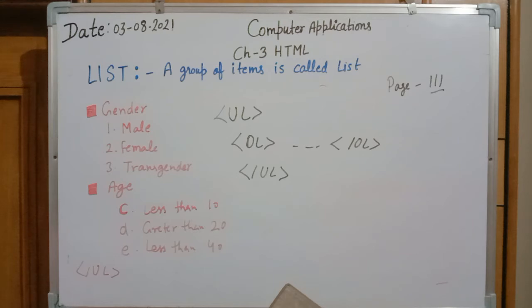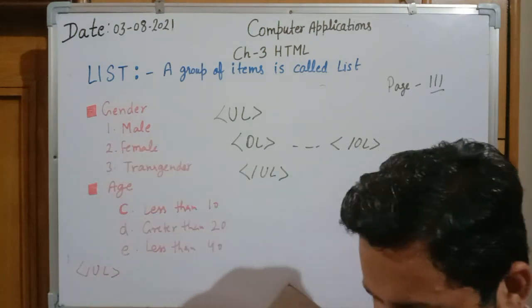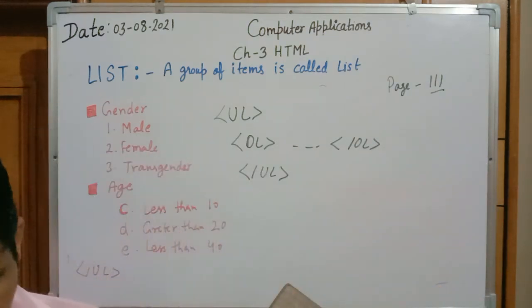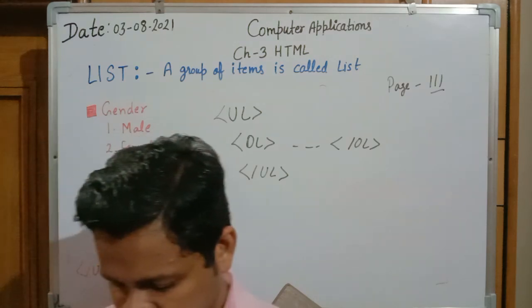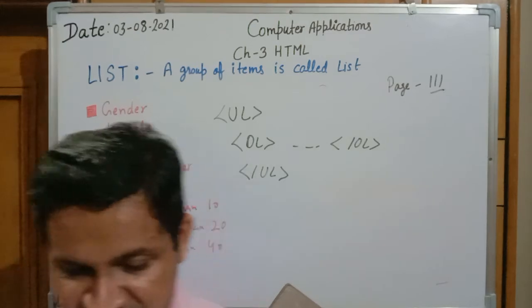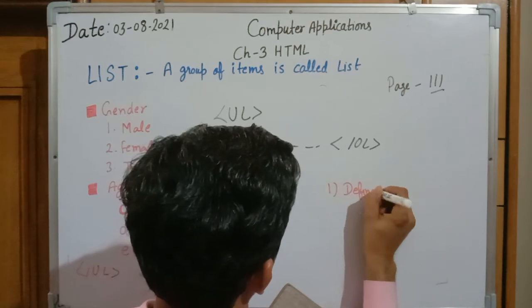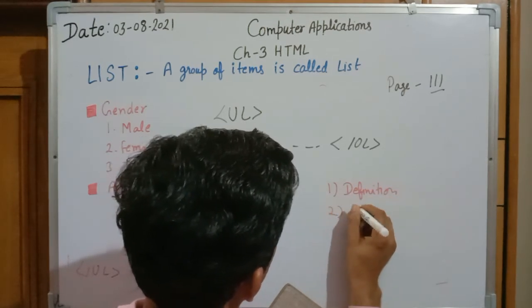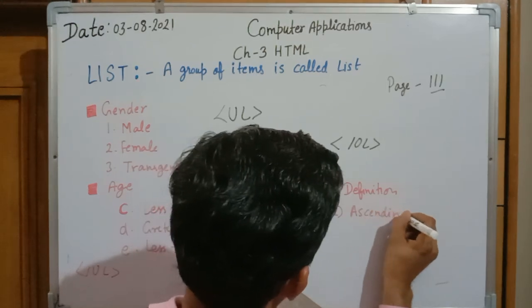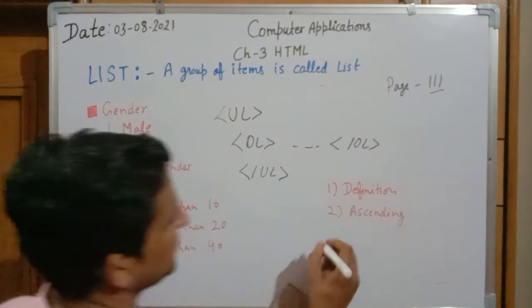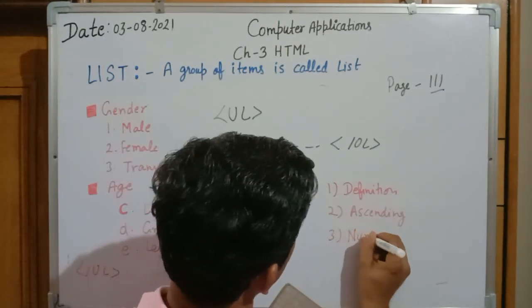On page number 112, the exercise part is given. So first point, a dash list can have multiple terms for a given definition as well as multiple definitions. The answer is definition list. Second is by default an ordered list shows the items in which order? It is in ascending order. Now third question, an ordered list can be of dash or dash. It can be numeric or alphabetic. So the answer will be numeric.